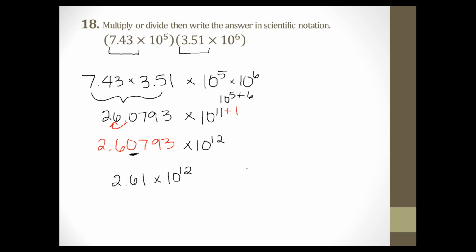If you were dividing, you would do the same thing. You would divide these two numbers, and then you would subtract the exponents. And then if your answer here is not between 1 and 10, which it likely wouldn't be, you would need to move the decimal in whichever direction and then make that adjustment to the exponent for the 10. Any questions about the scientific notation problems?